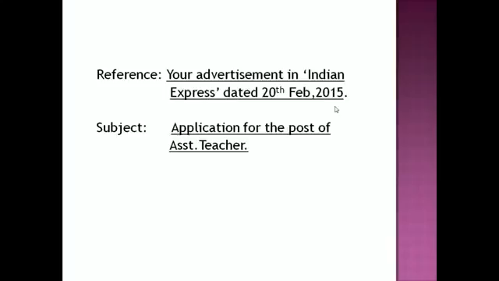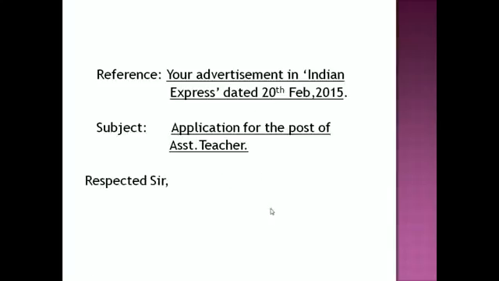Now the reference helps the recipients to know from where you learned about the job, like in which paper the advertisement was and on which date. The subject, an application for the post of assistant teacher, helps the recipient to know what the letter will be about. They give advertisements for so many posts, so when you write it in the subject, it is easier for the reader to understand for which post you are applying.